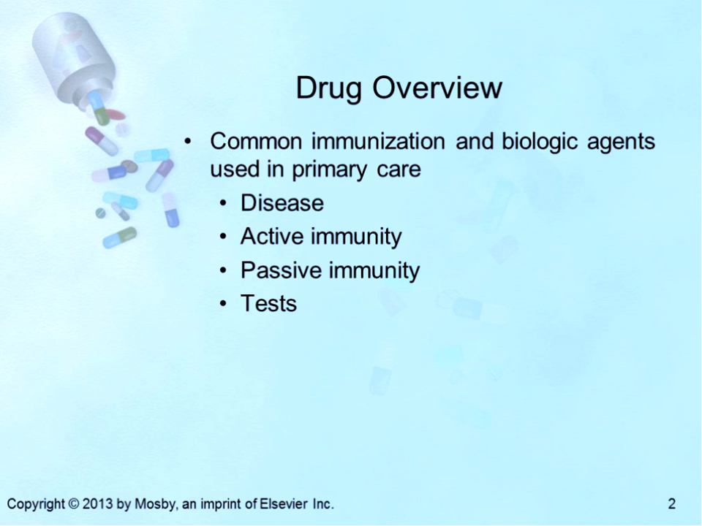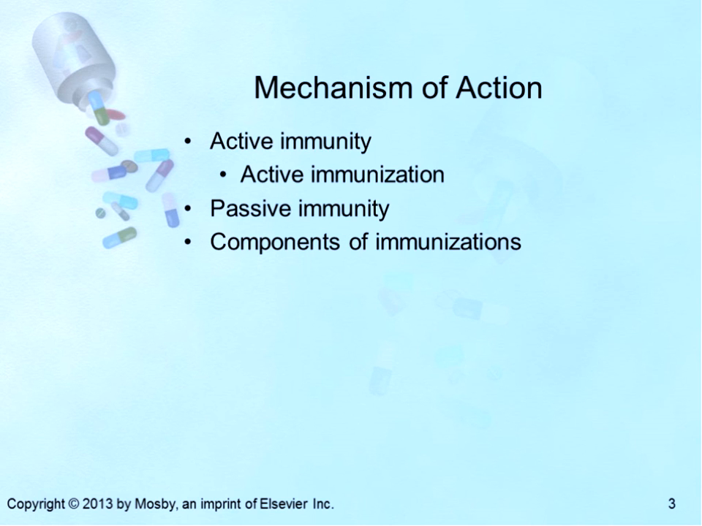Again, active immunity, passive immunity, and various tests. Let's take a quick look at the mechanism of action of immunizations. Immunizations act to confer immunity to a particular disease. There are two types of immunity, both active and passive.